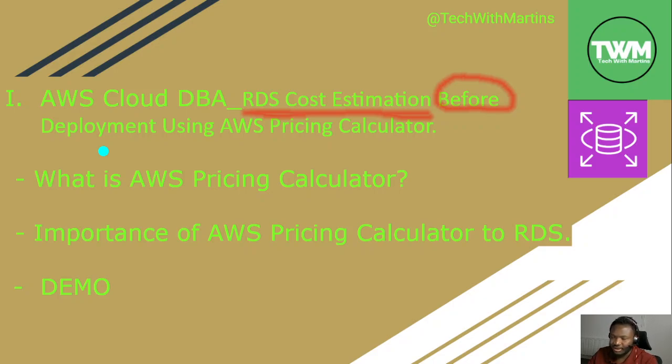Sometimes you may have RDS instances or some certain resources lying around that are not being used, and those RDS resources will be incurring cost for nothing. So it's essential for the cloud database administrator to understand the various elements that constitute an RDS instance cost. Today we are going to look at this using the AWS pricing calculator.